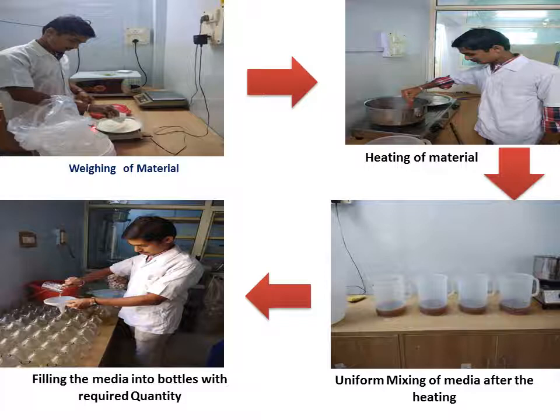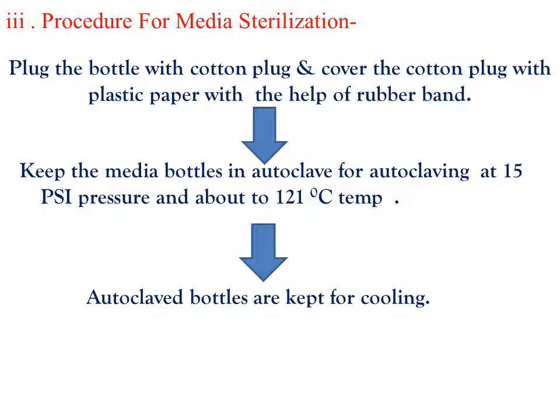This is a pictorial presentation of the media preparation in the laboratory. Plug the bottle with a cotton plug and cover the cotton plug with plastic paper and a rubber band. Keep the bottles in the autoclave for sterilization under steam at 15 psi pressure and about 121 degrees Celsius temperature. When we attain this temperature and the other requirements, we keep the autoclave closed for 15 minutes. After 15 minutes, we can remove the bottles and transfer them to room conditions for cooling.